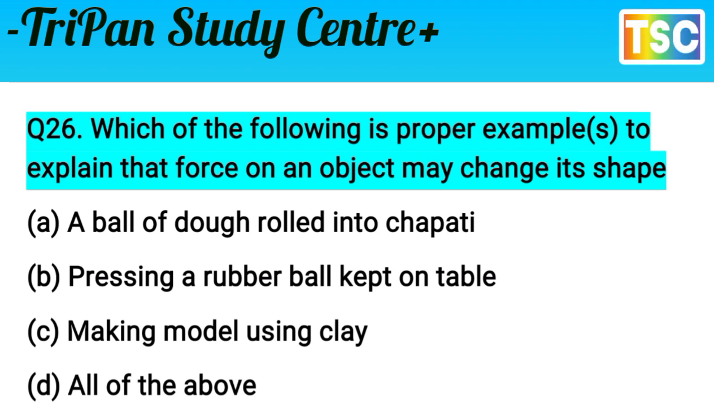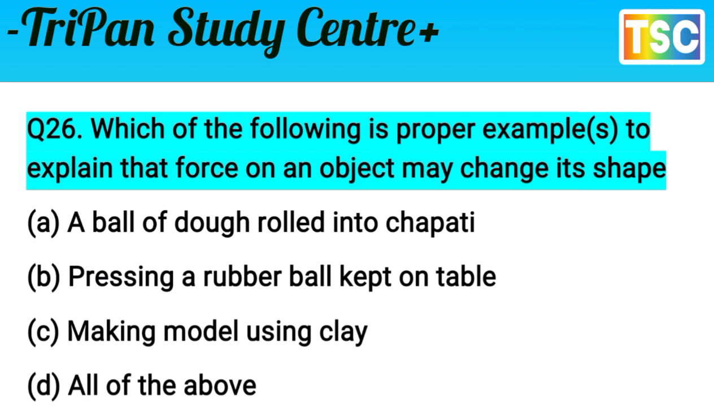Which of the following is a proper example to explain that a force on an object may change its shape? A. A ball of dough rolled into a chapati. B. Pressing a rubber ball kept on the table. C. Making a model using clay. D. All of the above. The question is clear.